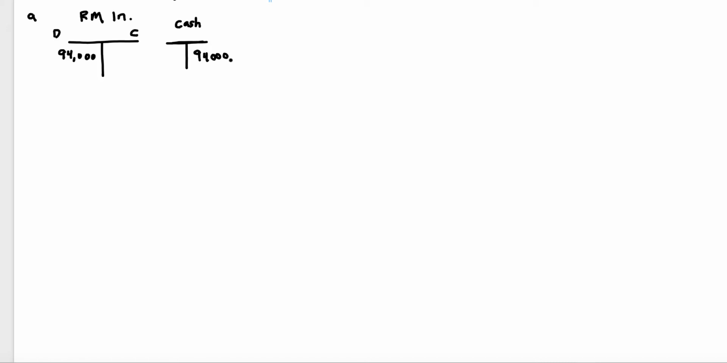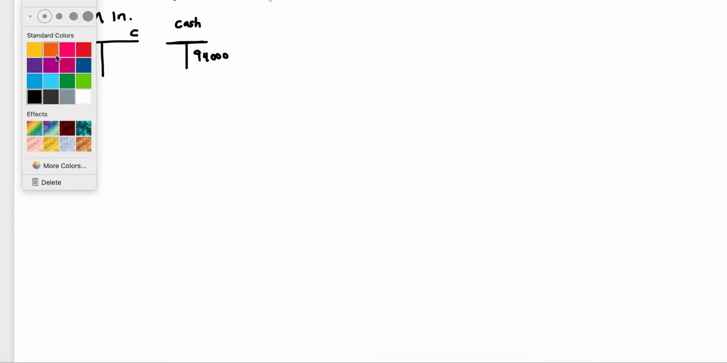That's A. Now let's look at B. B says $89,000 in raw material were used in production. Of this amount, 78,000 was for direct materials and the remainder was for indirect materials. Let's see if I can change the color on this. Yeah, we can. I'm probably going to run out of colors, but I'm going to use green.